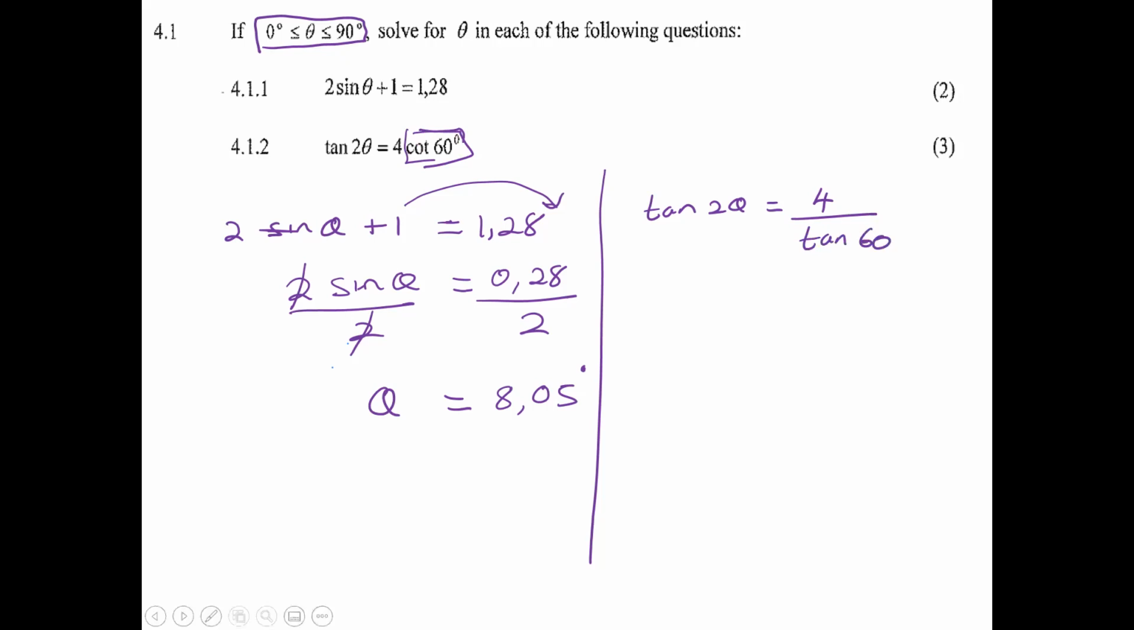Okay, so what I'm going to do is change that question and make it tan 2 theta is equal to 4 over tan 60. Now, I want you to go and find theta, so I'm going to help you. So we know tan 2 theta would be equal to, now we can take our calculator out. What is 4 over tan 60? Can someone type that in for me?